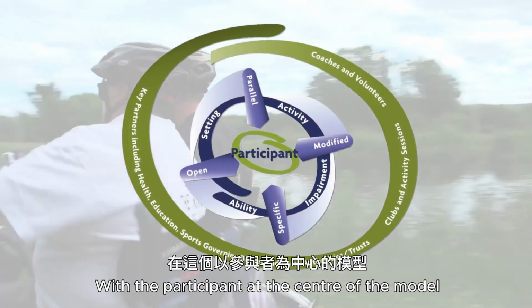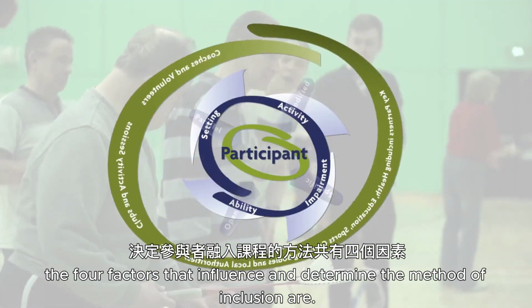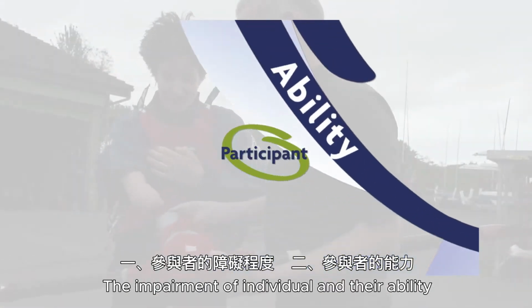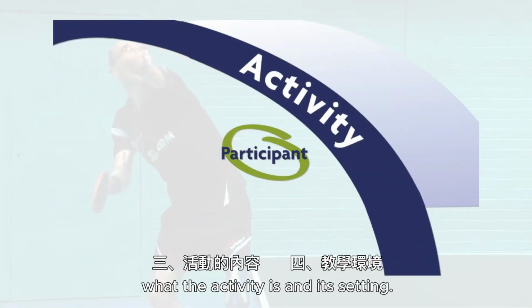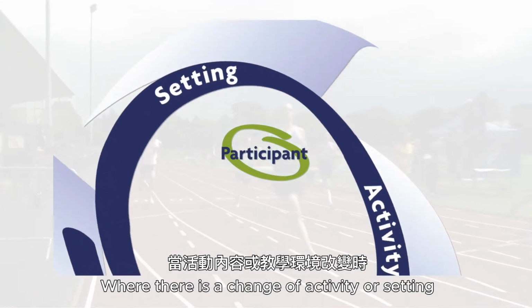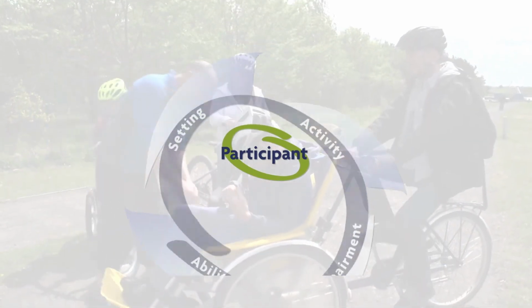With the participant at the centre of the model, the 4 factors that influence and determine the method of inclusion are the impairment of the individual and their ability, what the activity is, and its setting. Where there is a change of activity or setting, the method of inclusion may need to be reviewed.